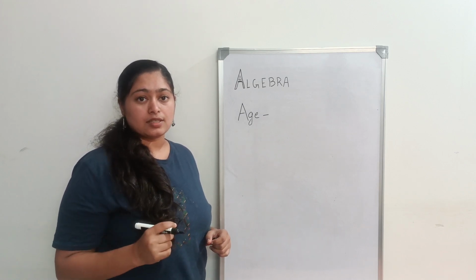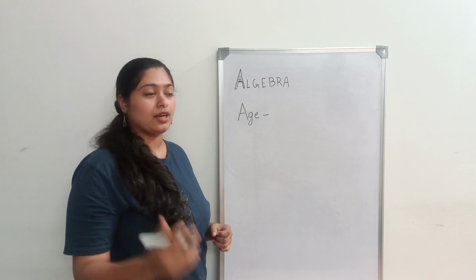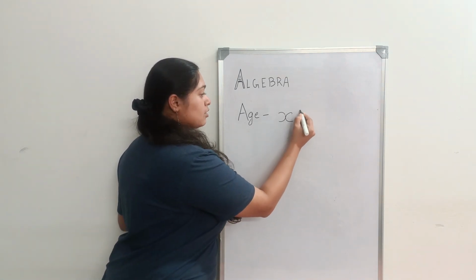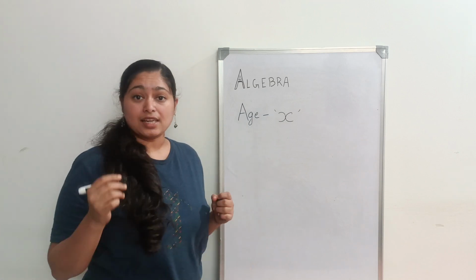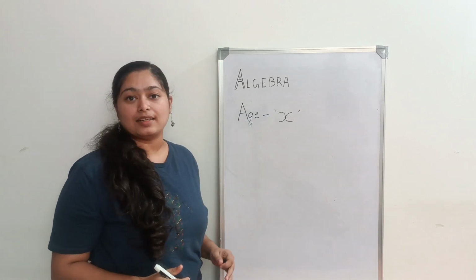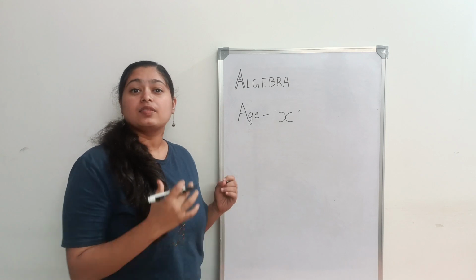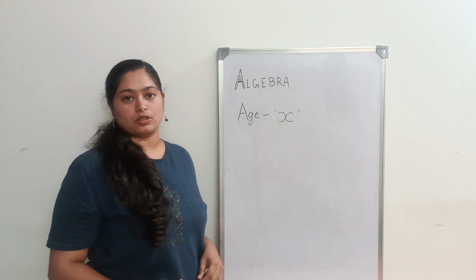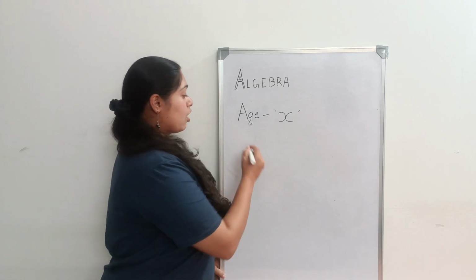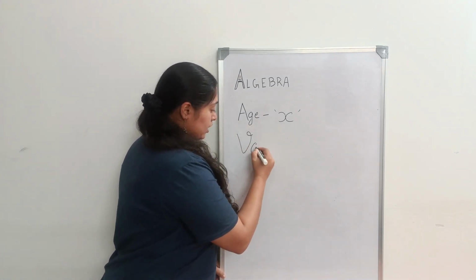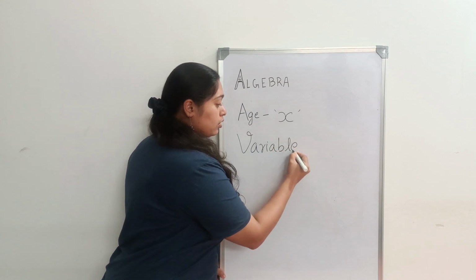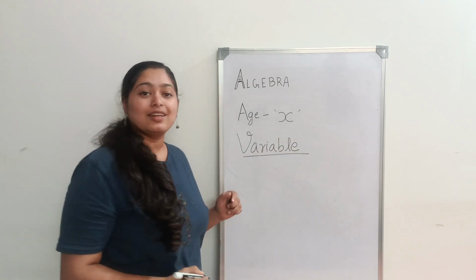And in this case, I am going to assume that your age is X. Since I don't know your age, I am going to represent your age with a letter X. And this is what we are going to do throughout algebra. So here this letter X is called a variable. And this is the first word that we need to know in algebra.